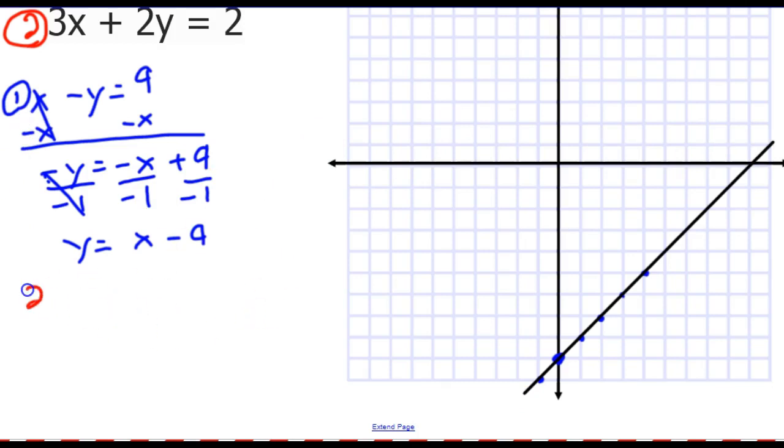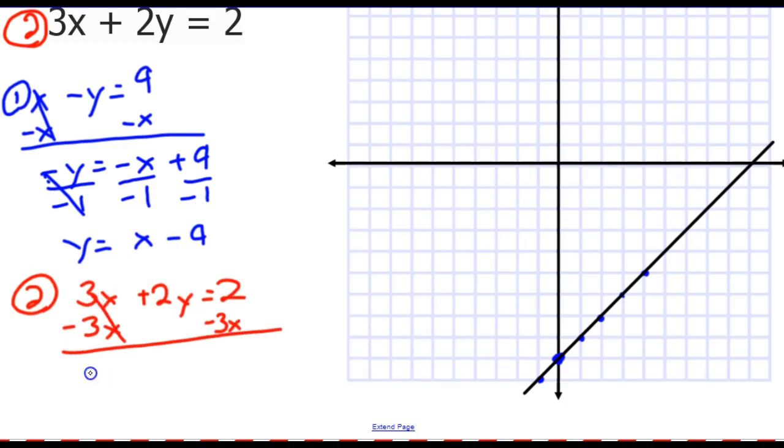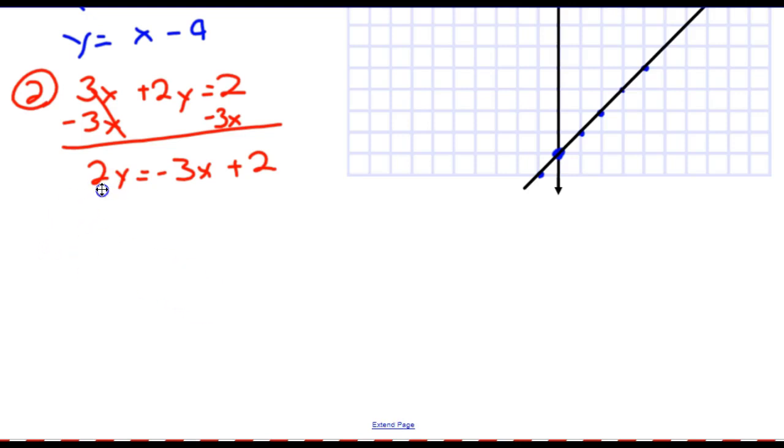Then our second line is 3x plus 2y equals 2. So we're going to subtract 3x. And we get 2y equals negative 3x plus 2. We divide that by 2. And we get y equals negative 3 over 2x plus 1.